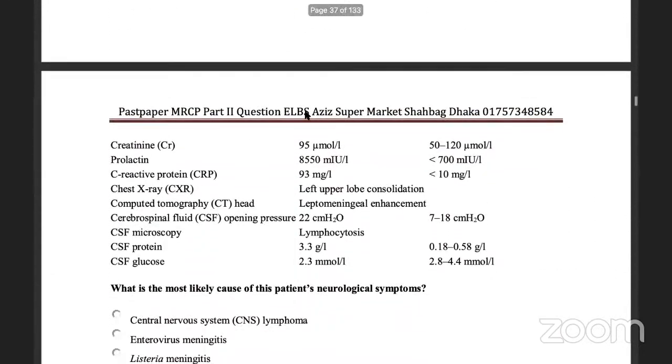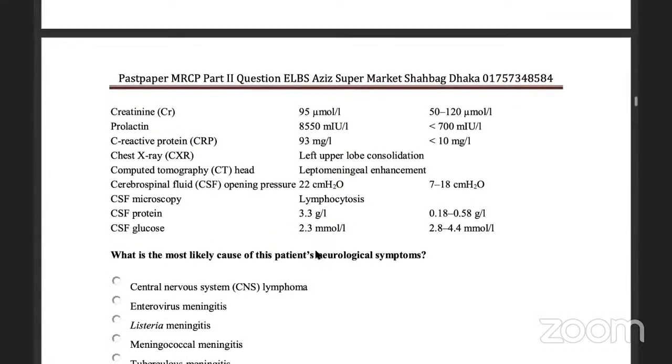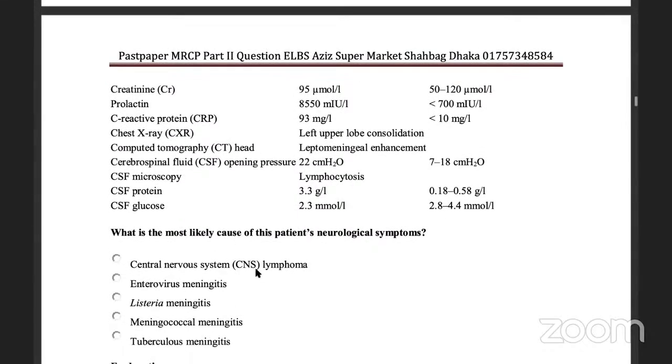And for the patient's CSF, they mentioned left meningeal enhancement, and everything in the CSF findings points to TB. So no. Protein is elevated, but glucose is not that much down. It is down, but not that much. So CNS lymphoma. I think tuberculous meningitis because proteins are raised, glucose is low. There is left upper lobe consolidation. Left meningeal enhancement is also present.